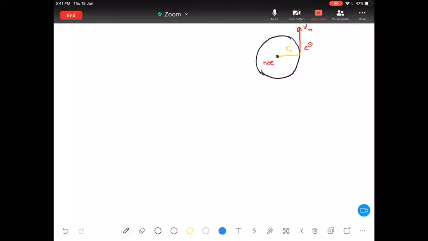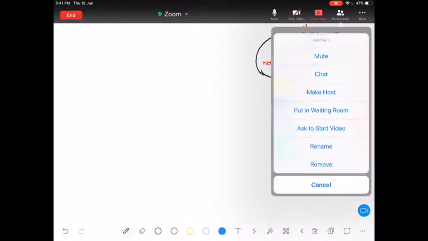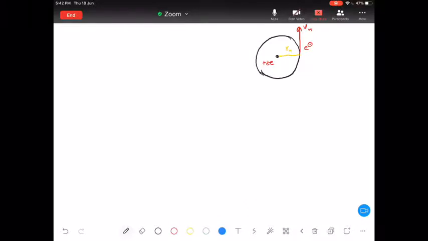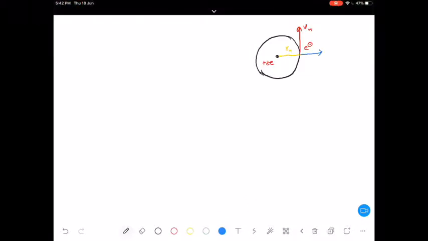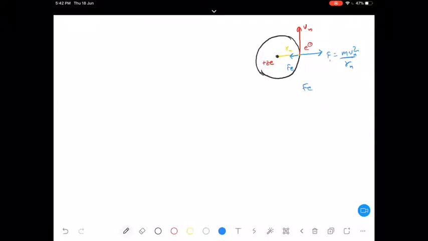So here, mv square by Rn, or mVn square by Rn, you can write. Second, this F, let's say F electrostatic, Fe, I can write as kZe square upon r square.